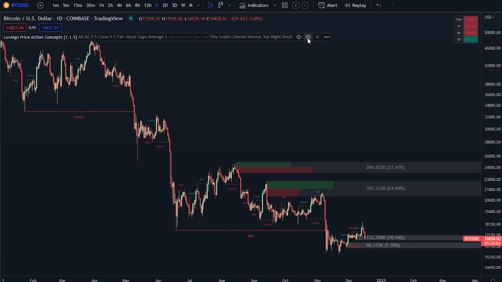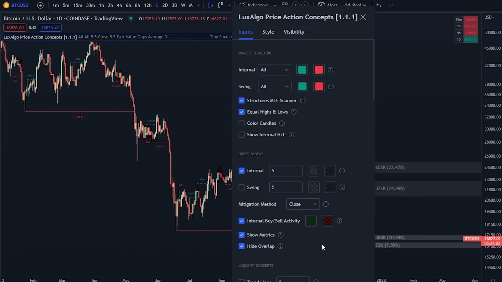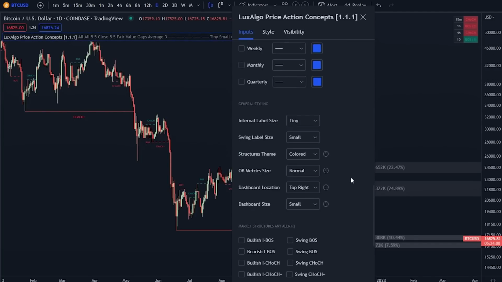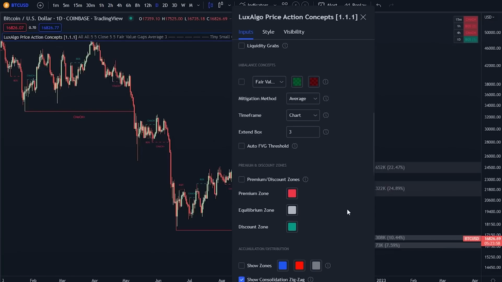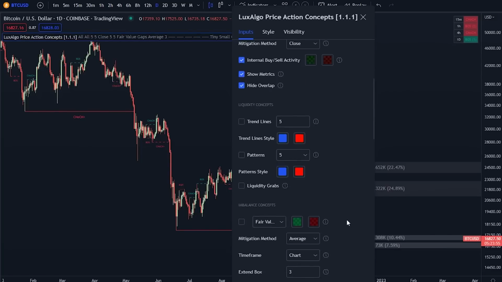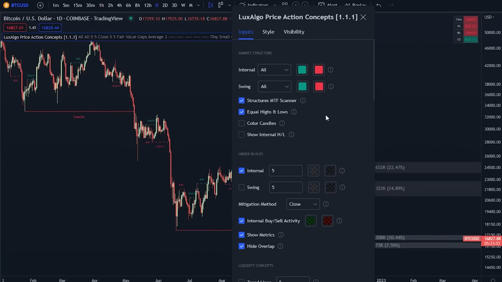Coming here into Lux Algo price action concepts, we can hit settings, and we're going to see a plethora of different settings. Obviously, if we were to mess with every single setting, we'd be here for hours, but I want to show you some of the most useful and most interesting to me. Now, they're all very useful, but I want to show you the ones that I'm really taking a close look at. First things first, let's look at the default settings.